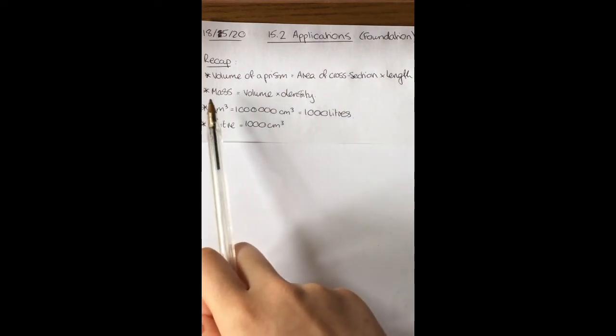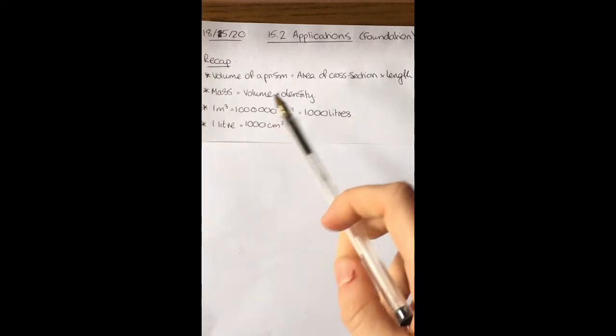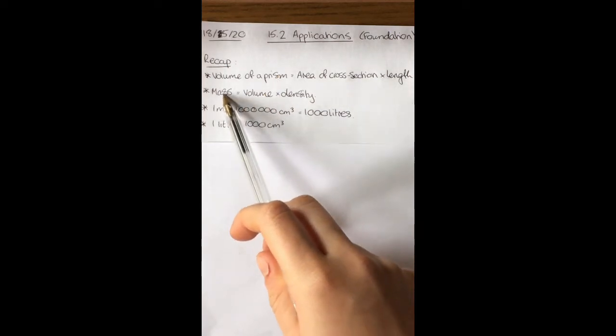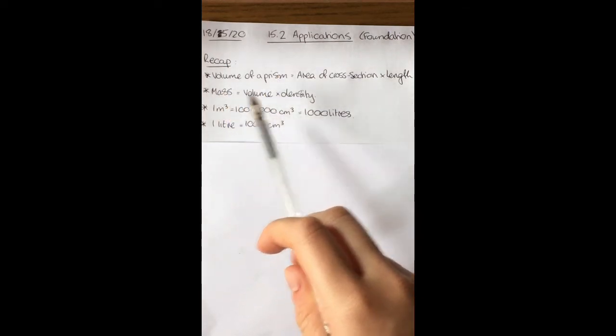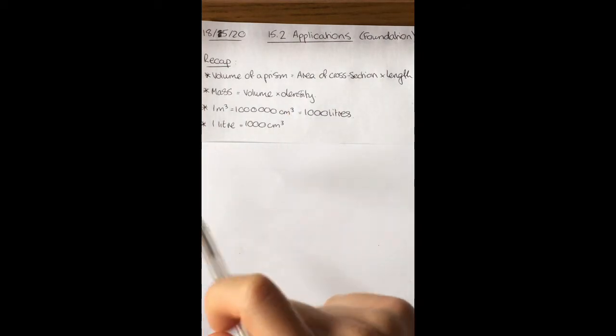Okay. It then goes into the mass is equal to the volume multiplied by the density. That might be involved in a question where you calculate the volume, then you calculate the mass of an object, for example. In that case, you'd be given the density to multiply it by, and so on.